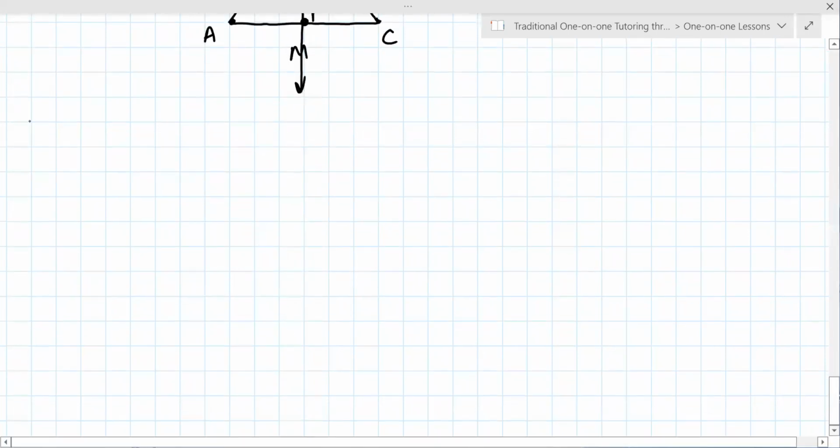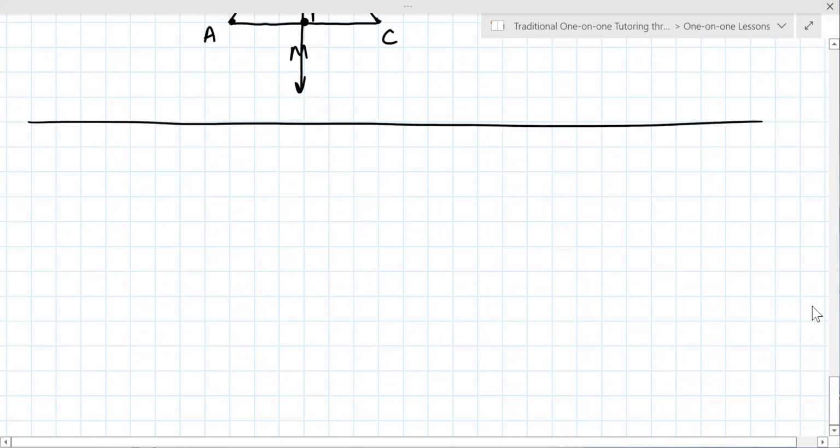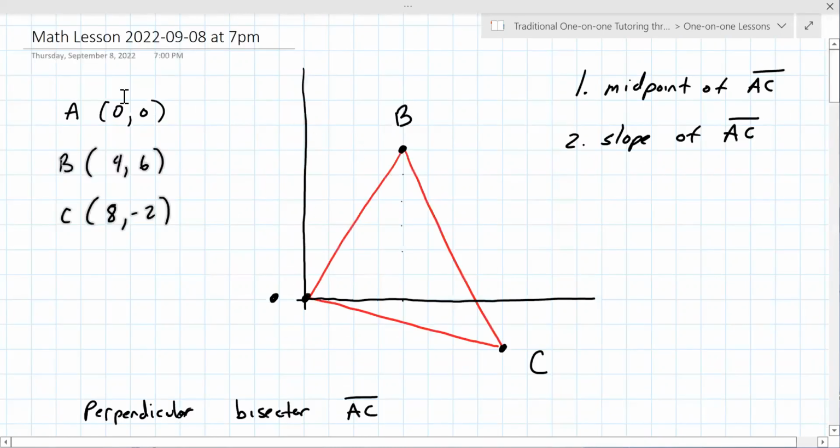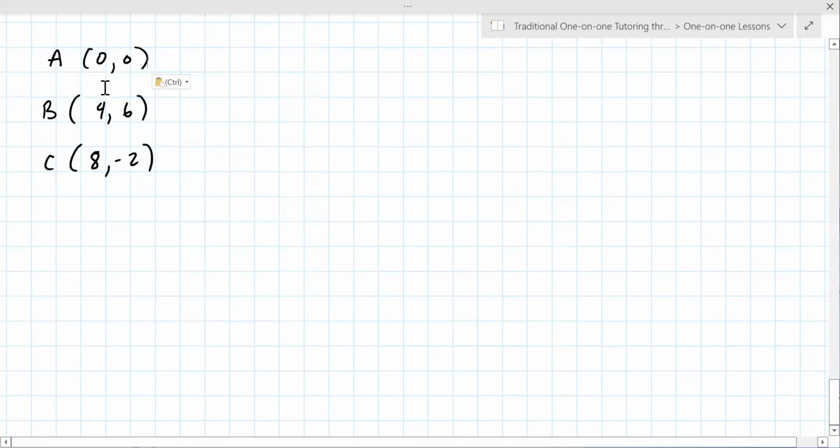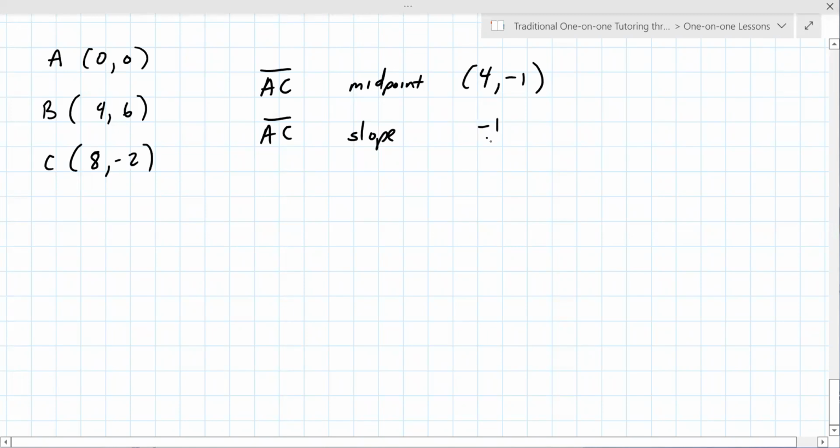Okay, so we're going to go back to the points that I gave you at the start of the lesson. Let me go grab them. We start out the lesson with these 3 points. And I said, hey, Sourish, I want the midpoint of AC. And you told me the midpoint is 4 comma minus 1. Then I asked you for the slope, and the slope ended up being minus 1/4.